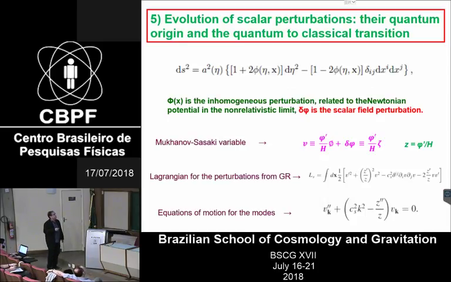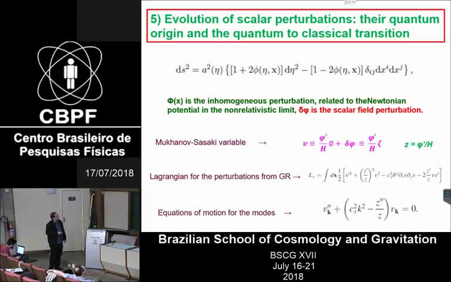As you have seen in Robert's lectures, the metric perturbations can be described by a single field, this phi field here, that appears in the metric and depends on x and eta, the conformal time. There is also the scalar field perturbation here. The good variable to describe everything and to be quantized is the so-called Mukhanov-Sasaki variable, which is a combination of phi and delta phi in this way. Phi prime is the background scalar field, and H is the Hubble parameter. This can be written in terms of the curvature perturbation in this way, and I will define this background quantity as z here.